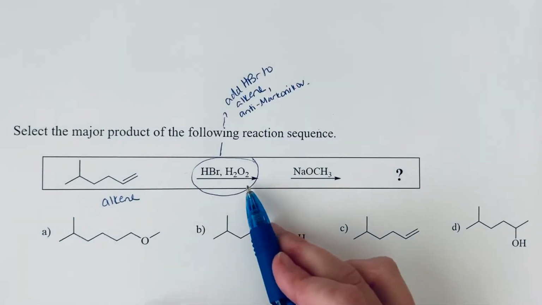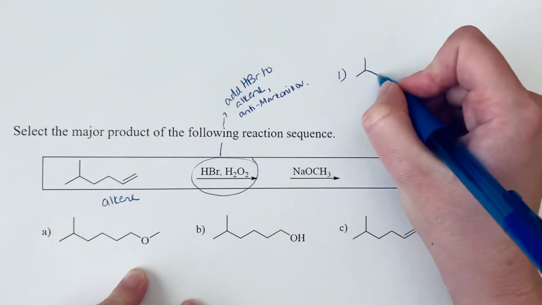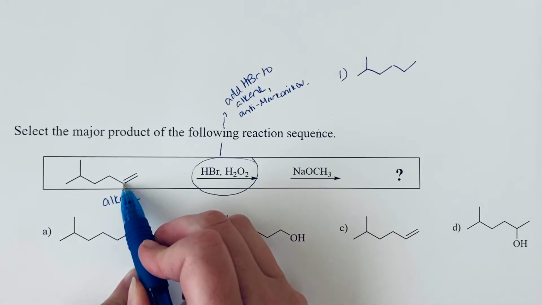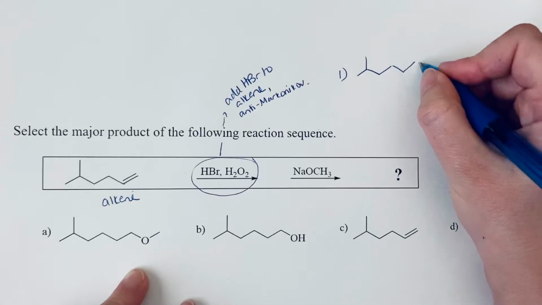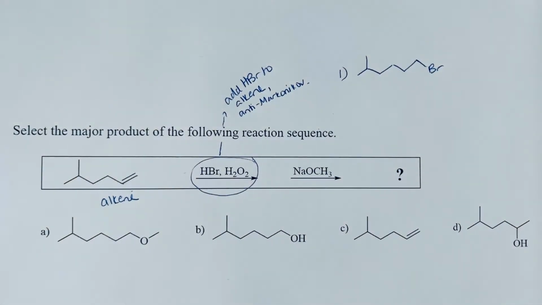So what that means is that the product of that first reaction step is going to be one where we have added a hydrogen to that more substituted carbon atom and a bromine to the less substituted carbon atom. So there is the product of the first step.